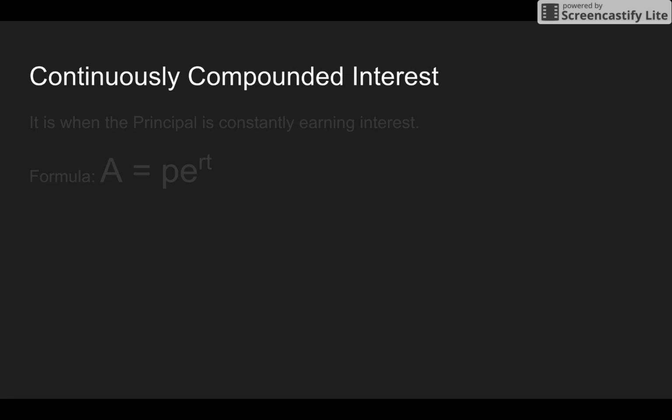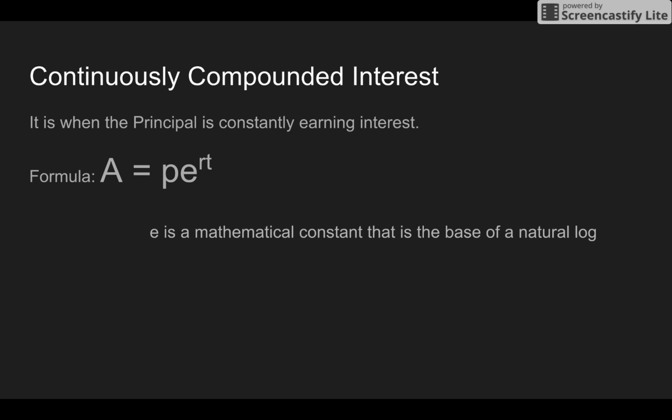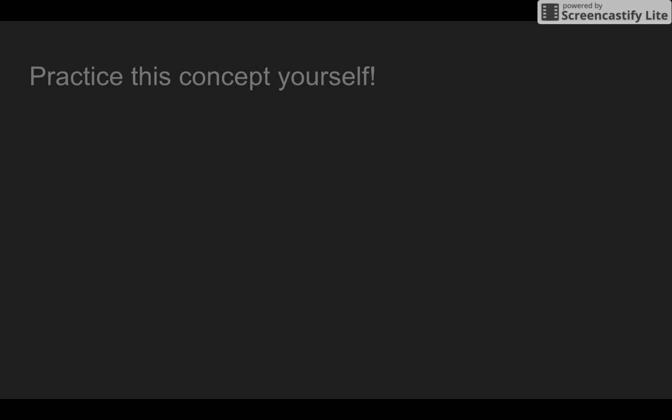Continuously compounded interest. It is when the principal is constantly earning interest. The formula for continuously compounded interest is A equals P E to the power of T times R, where E is the mathematical constant that is the base of a natural log.